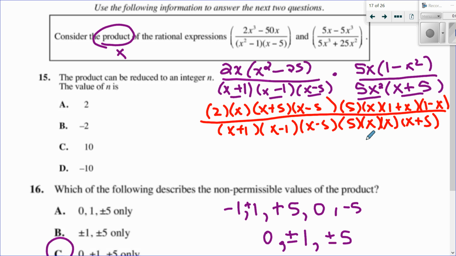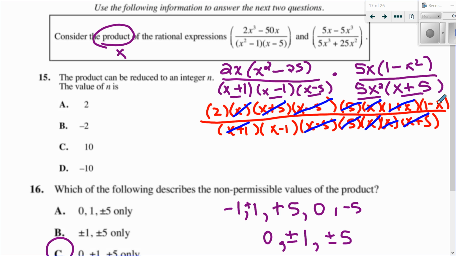Okay, wow, that's a lot. So let's go ahead and simplify this. So I see an x, and I'll cancel it with an x plus 5, and I'll cancel it with an x plus 5, an x minus 5, and an x minus 5, a 5 and a 5. An x and an x, a 1 plus x and an x plus 1. Those are the same things.